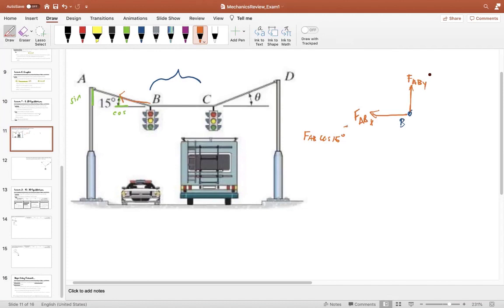Anyone? Sine or cosine? Sine. Yeah, so anytime you find the first one, the other one's just going to be the opposite. So in this case, it's FAB sine 15. Sweet. Anything else I need to add here? So that just took care of this force in the string right here.